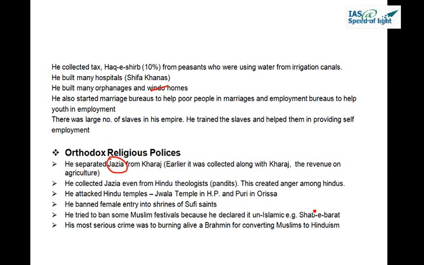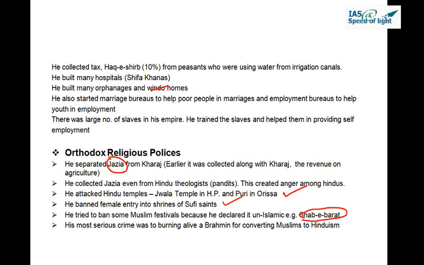He collected jizya even from the Hindu Pandits, that is Hindu theologians, and this created a huge uproar among the Hindus. He attacked Hindu temples, the Jwala Devi temple in Himachal Pradesh and Puri in Odisha. He banned female entry into shrines of Sufi saints. He tried to ban some non-Muslim festivals because he declared them un-Islamic, such as Shab-e-Barat.